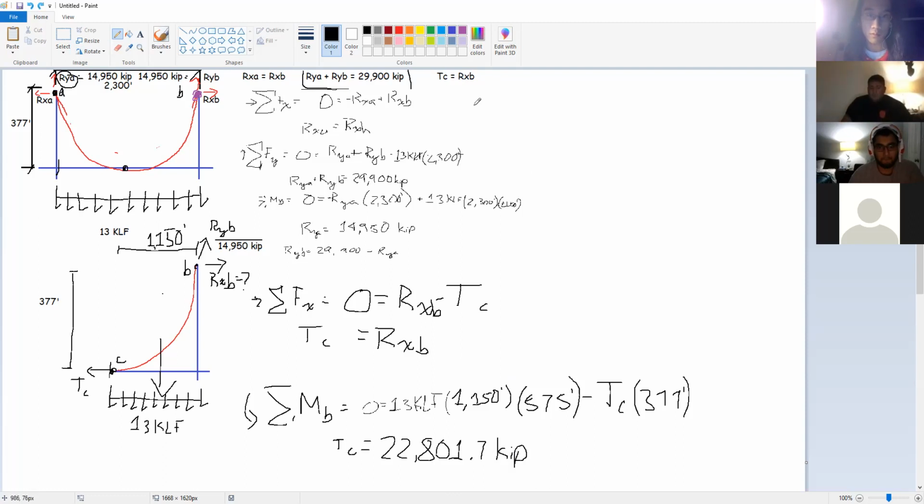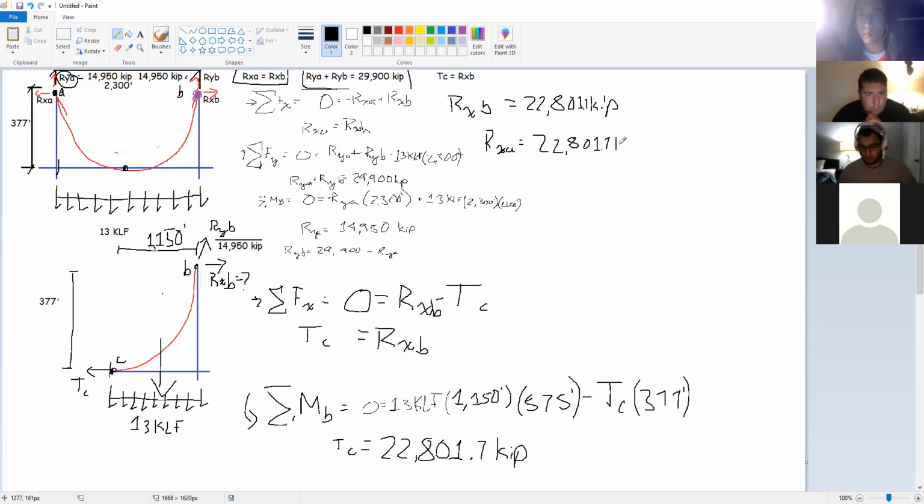We can use that in our backlog. RXB is equal to 22,801.7 kips. Cool. Now we know RXB. What's RXA? Oh wow, this thing that we first came up with in the very beginning. RXA is equal to RXB, which is just 22,801.7 kip. Cool. I think that's it. So now we know all of those. We know RYB and all of that.